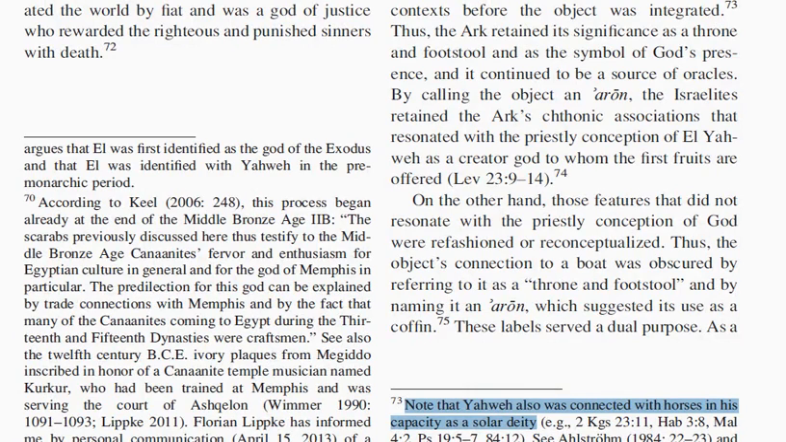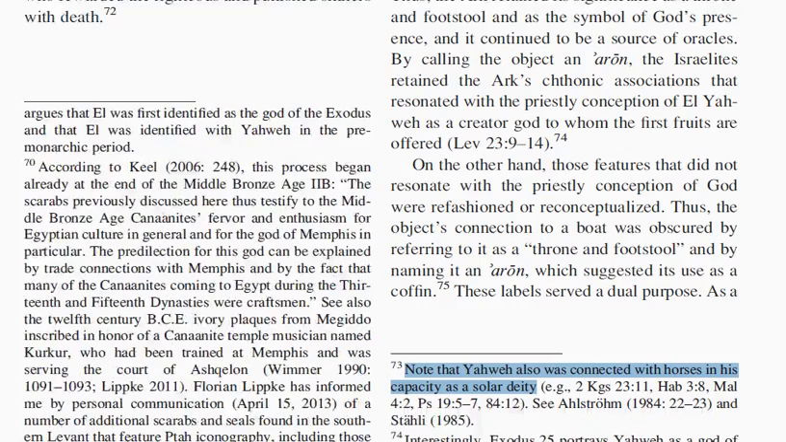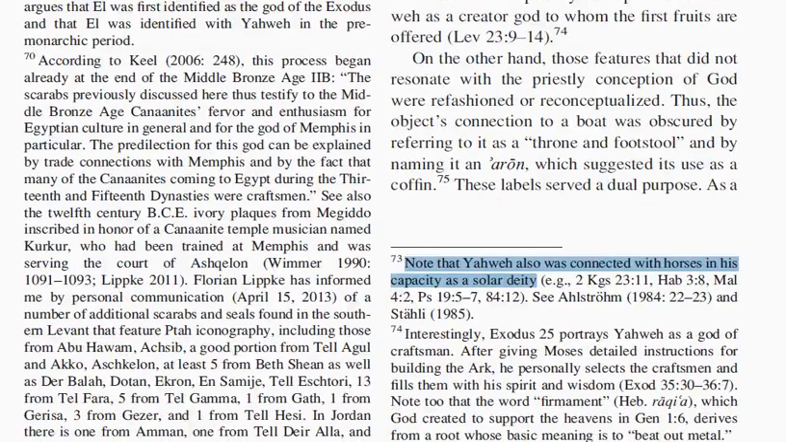Thus, the ark retained its significance as a throne and footstool, and as the symbol of God's presence, and it continued to be a source of oracles. By calling the object an aron, the Israelites retained the ark's chthonic associations that resonated with the priestly conception of El Yahweh as a creator God to whom the first fruits are offered. Leviticus 23, verses 9-14. Footnotes.